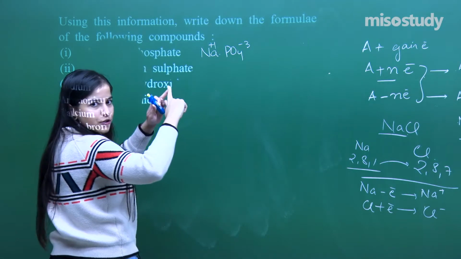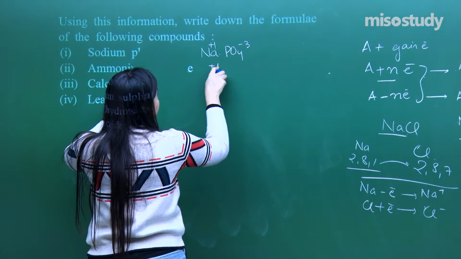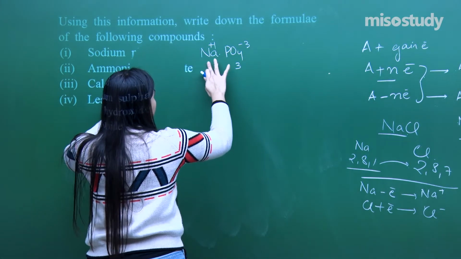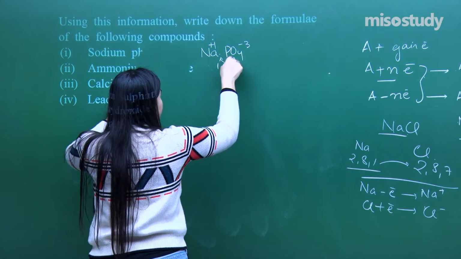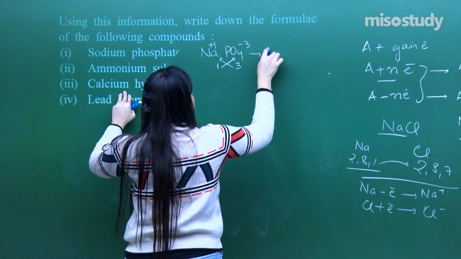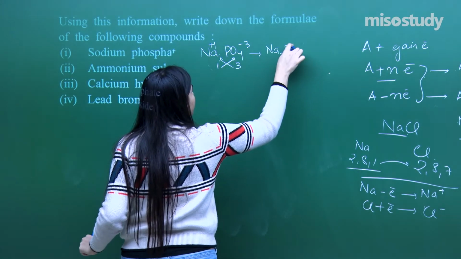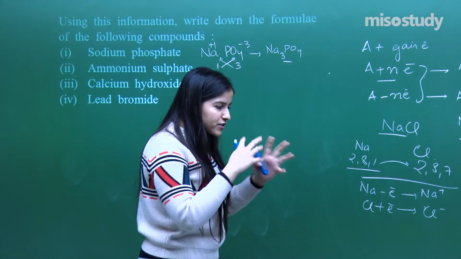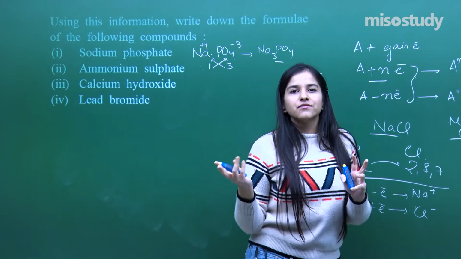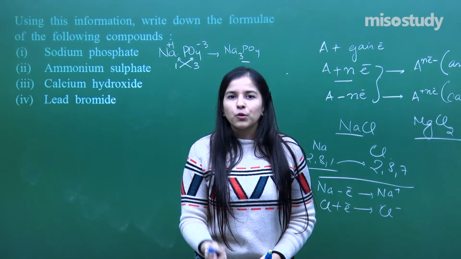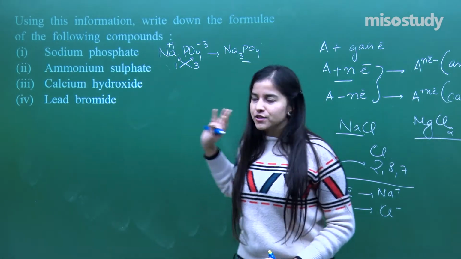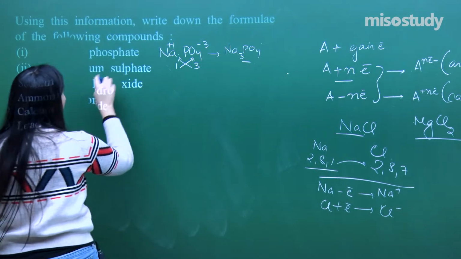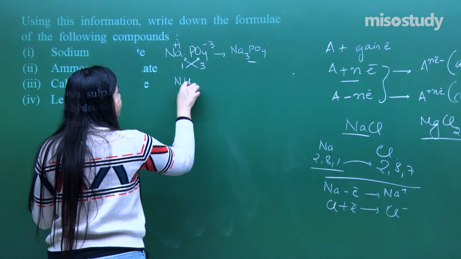I need to equate the two. How do we do it? +1 and -3, so these are the valencies, basically 1 and 3. Let us try to cross multiply. Na3PO4 is the answer, because we need to equate the charges. The positive charge must be equal to the negative, so that we get the total charge as 0 and a neutral compound is formed. Next, ammonium sulfate.